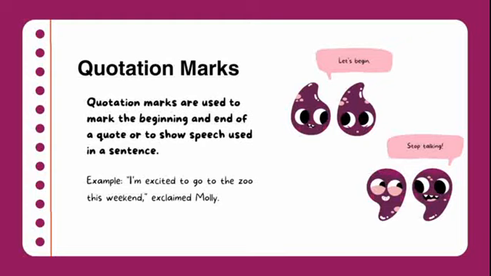Then quotation marks. Quotation marks are used to mark the beginning and the end of a quote or to show speech used in a sentence. It is used when you're quoting someone else's direct statement or direct speech. "I'm excited to go to the zoo this weekend," exclaimed Molly. So you can see that Molly's statement was enclosed in quotation marks to show that this statement is from Molly directly. That's exactly the words Molly used in making this statement. That's how we use quotation marks.